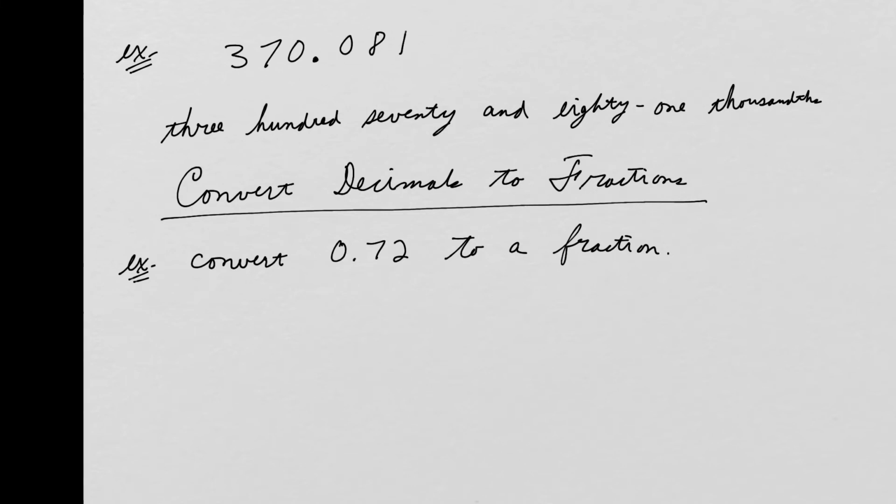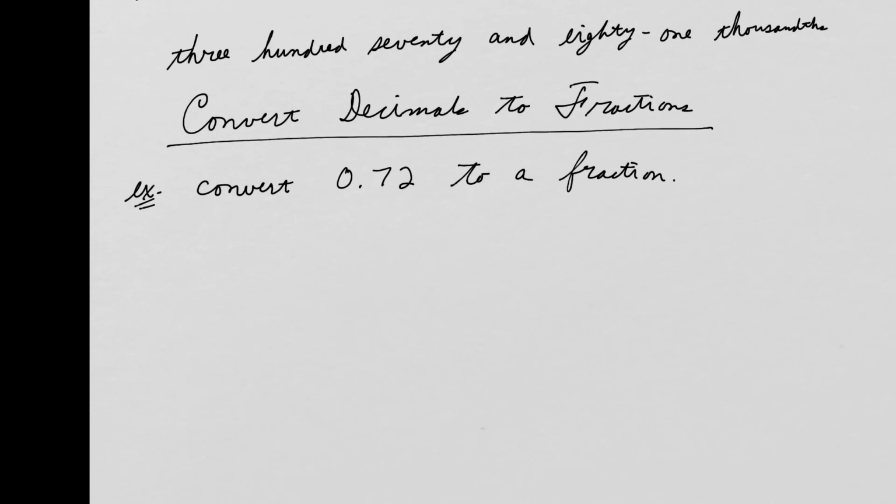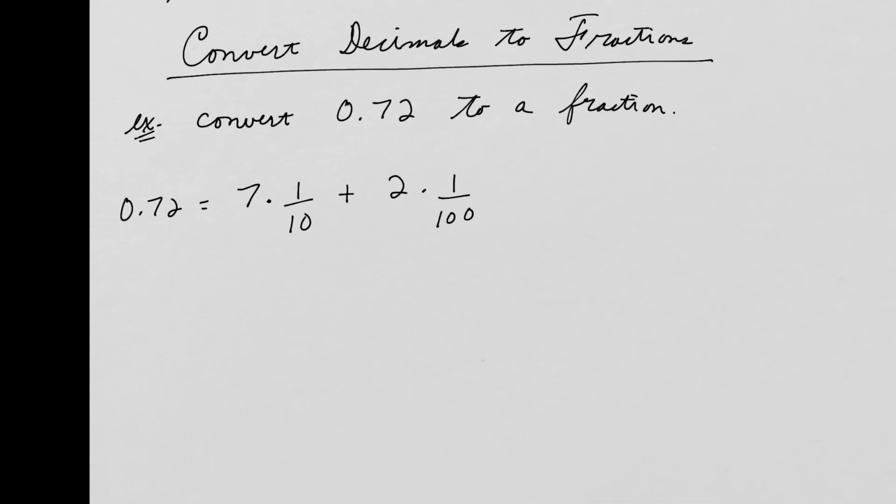You could say, well, if I look at each digit in that decimal value, the 7 is in the tenths place. So really this is equivalent to 7 times 1/10, plus the 2 is in the hundredths place, so that's equivalent to 2 times 1/100. So 0.72, I could write as 7 tenths plus 2 hundredths. That's really what it means.